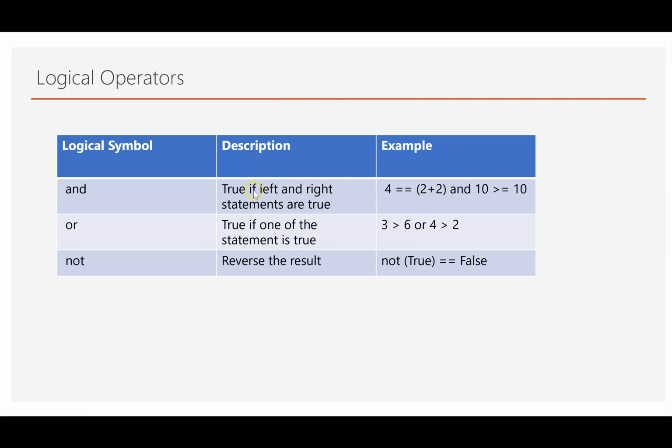So the and, the description is that it evaluates to true if the left and the right statements are true. So basically this, 4 equals the result of 2 plus 2 and 10 greater than or equal to 10, is true if both these conditions are true. Or it results in true if one of the statements is true. So either the statement on the left of the or the statement on the right of the or is true. If either of them is true, then the result is true. The not reverses the result.